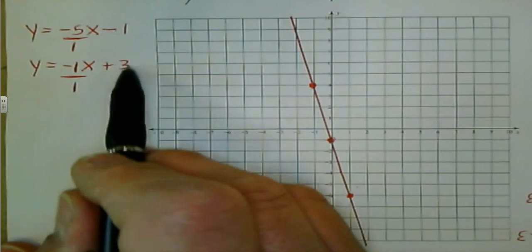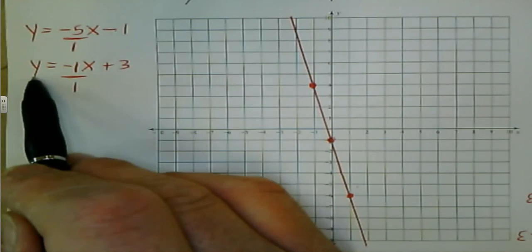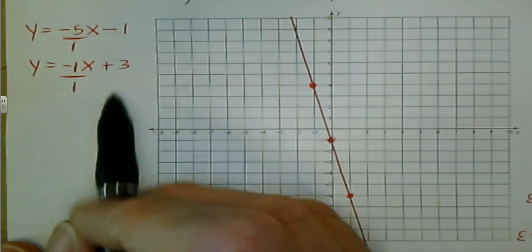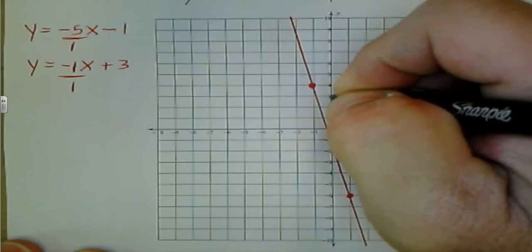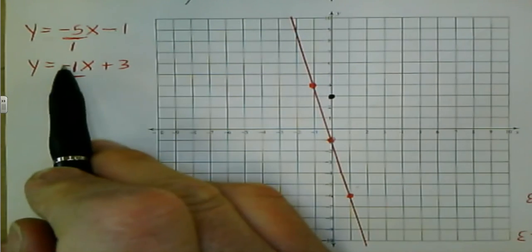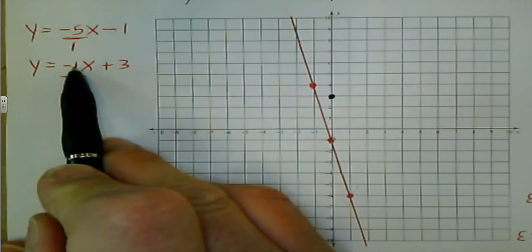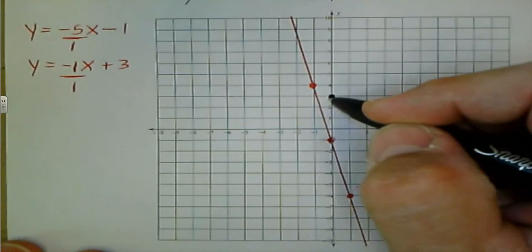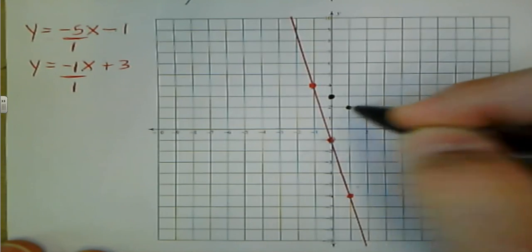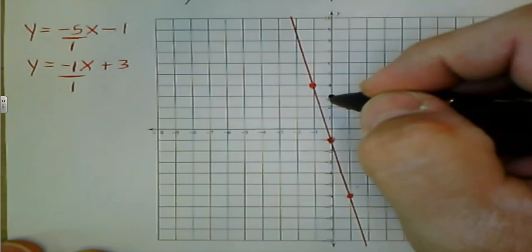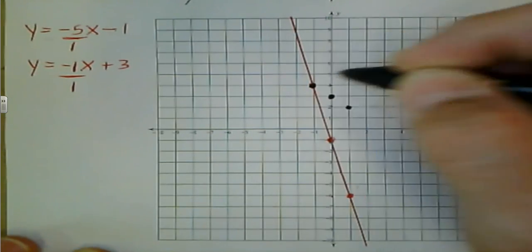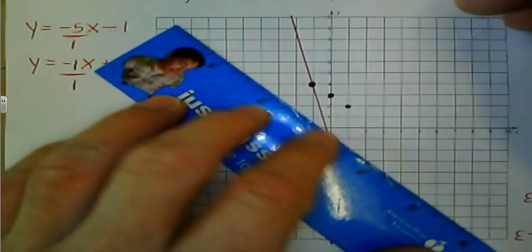Our y-intercept is 3 because it's y equals 3. So we go to the 3 and we put a dot. And it's -1 over 1, which means we go down 1, right 1. Down 1, right 1. And then we do that in reverse. Up 1, left 1. And we get a nice intersecting line.